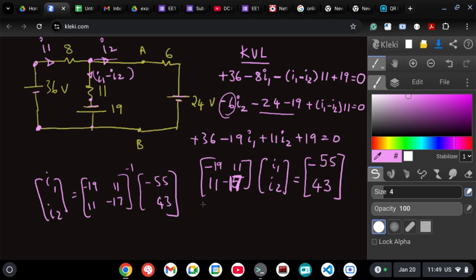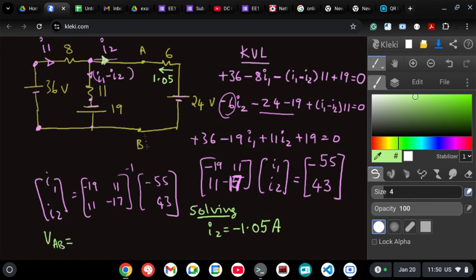Let's change the color. Solving, I2 is minus 1.0495, or 1.05 amperes. So here this I2 arrow is towards the right side, but because the value is negative, that means the actual current is going towards the left side. So the actual current is going like this, 1.05 amperes. Now what is VAB?